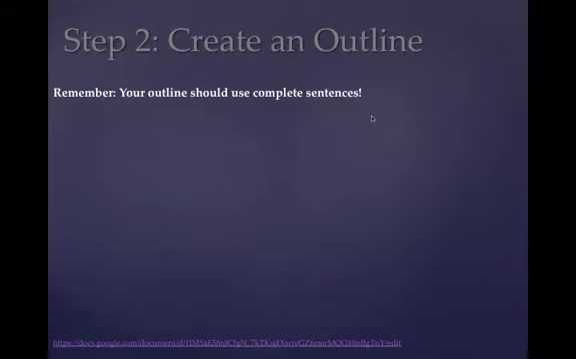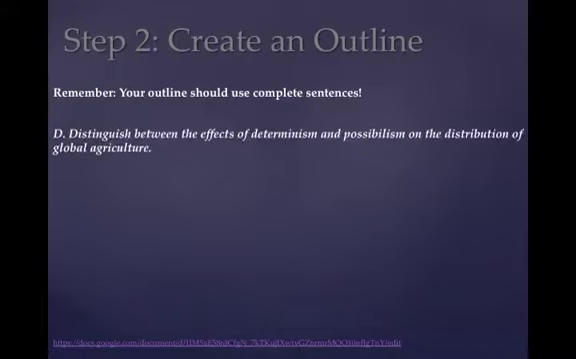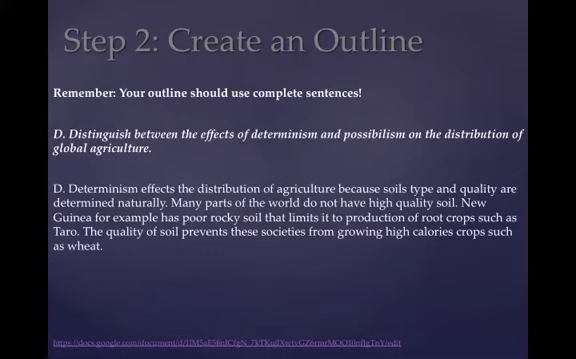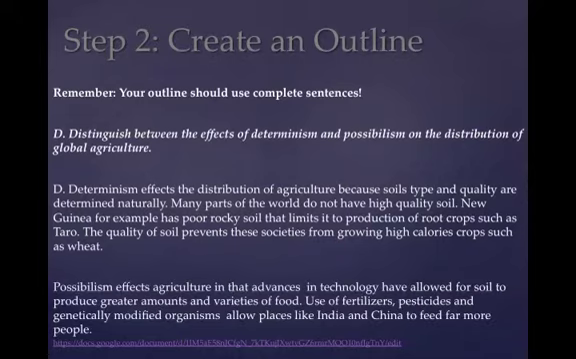Part D of the question. Part D says distinguish. Once again, distinguish is an analysis level verb, between the effects of determinism and possibilism on the distribution of global agriculture. Okay, so determinism affects the distribution of agriculture because soil type and quality are determined naturally. Many parts of the world do not have high quality soil. New Guinea, for example, has poor rocky soil that limits it to production of root crops such as taro. The quality of soil prevents these societies from growing high calorie crops such as wheat.